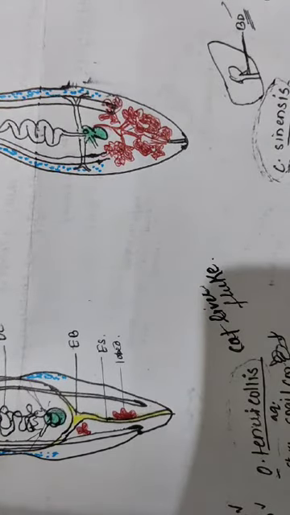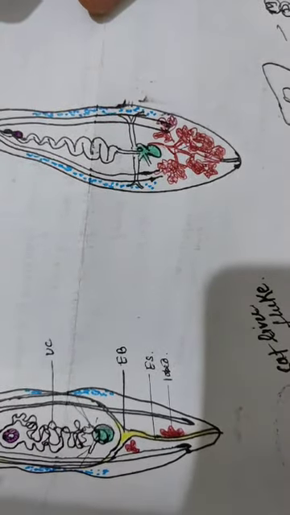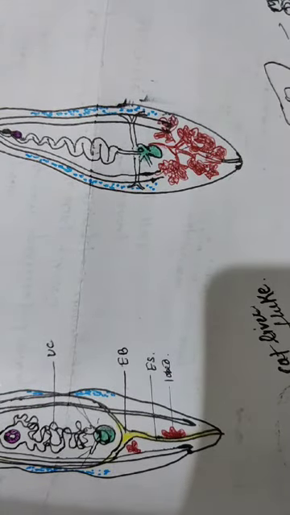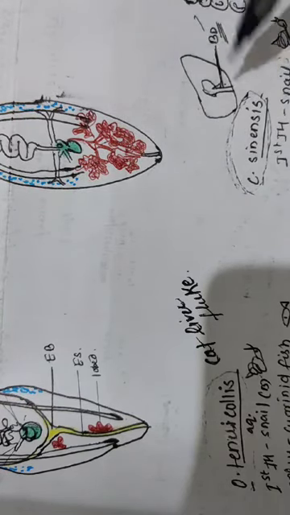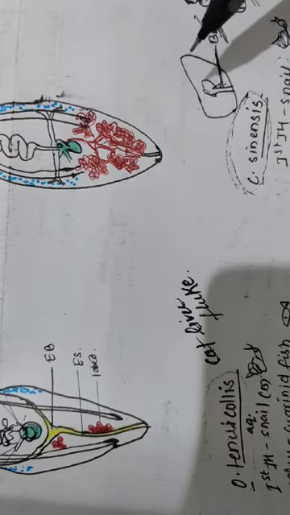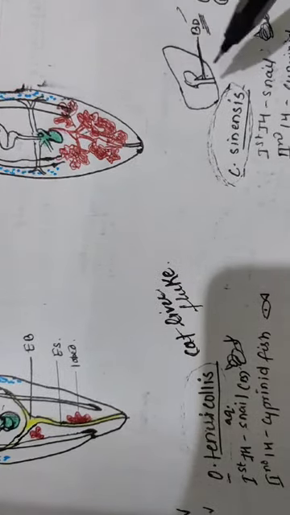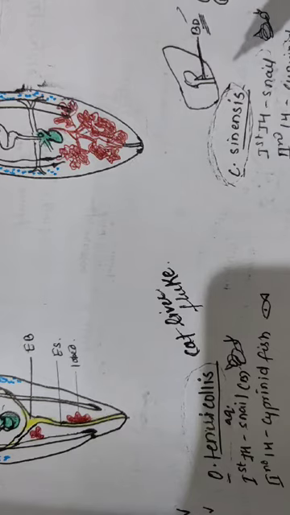Now, the pathogenesis of Clonorchis sinensis: it causes catarrhal cholecystitis, and the bile duct epithelium is desquamated. As it is present in the bile duct, it causes periductal fibrosis. It blocks the bile duct and causes jaundice. Cholangiocarcinoma can be caused by Clonorchis sinensis. The symptoms are the same: diarrhea, abdominal pain, jaundice, and ascites.